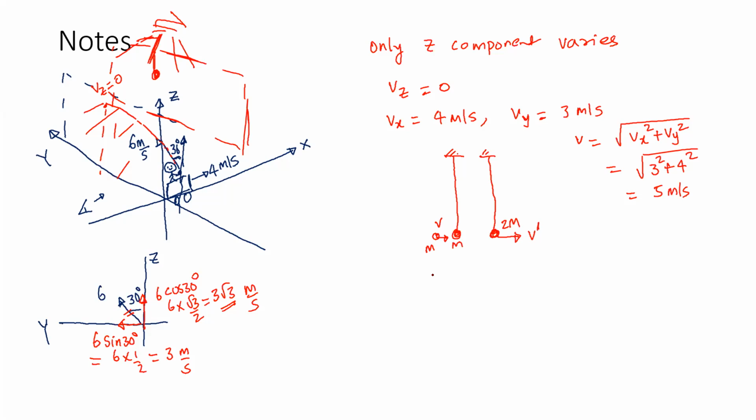Okay, now what do I do? Initial linear momentum is what? It's of only the stone, which is m into v, which is 5. The other object is at rest, so 0. And final linear momentum is they're moving together, so 2m into, let's say, v prime. So these two are equal. So m into 5 is equal to 2m into v prime. So v prime comes out to be 2.5 meter per second.